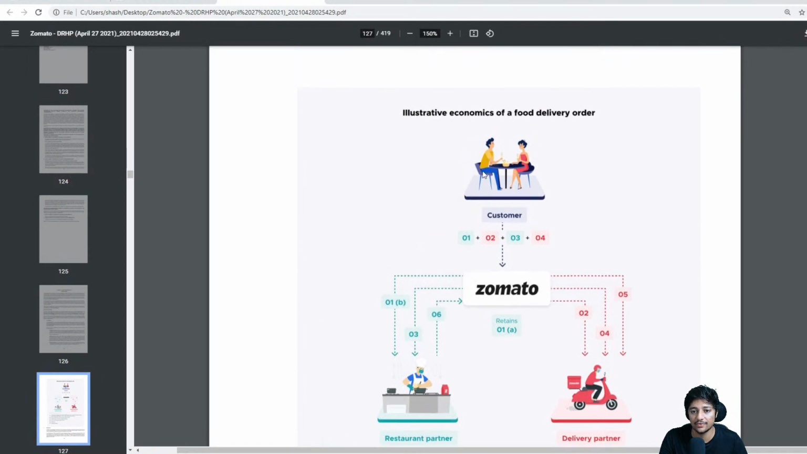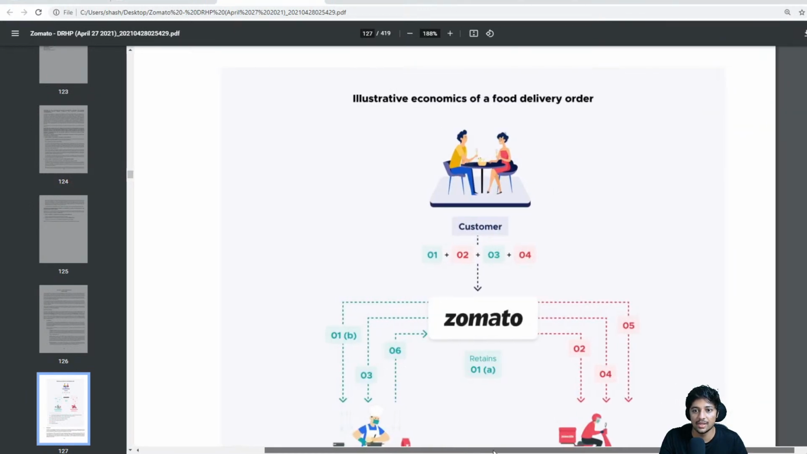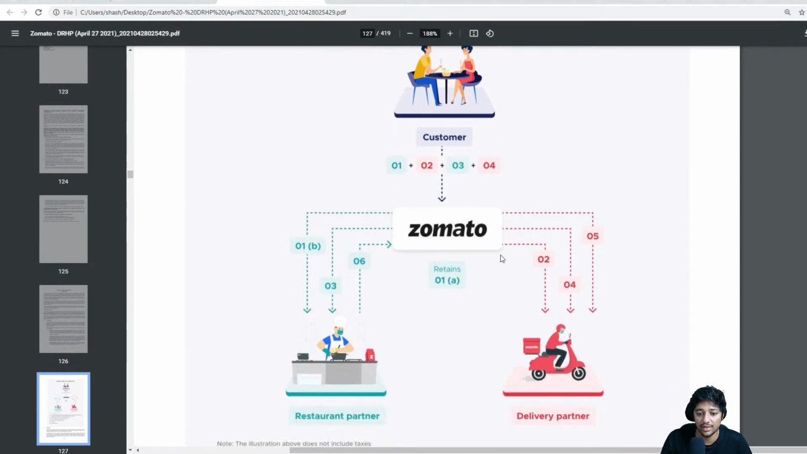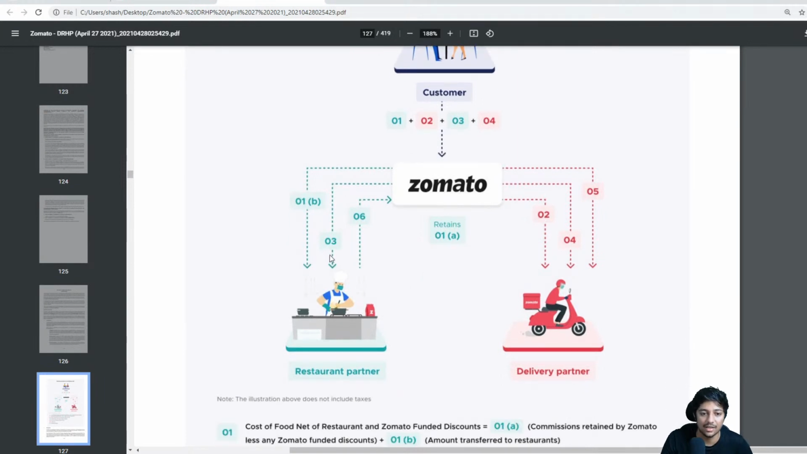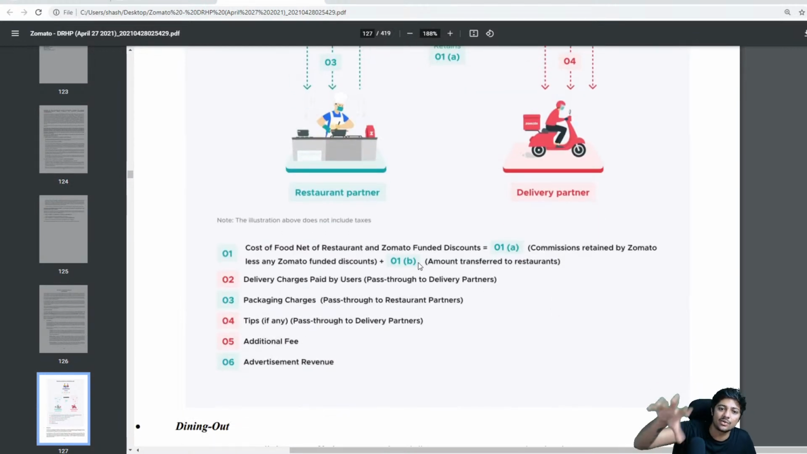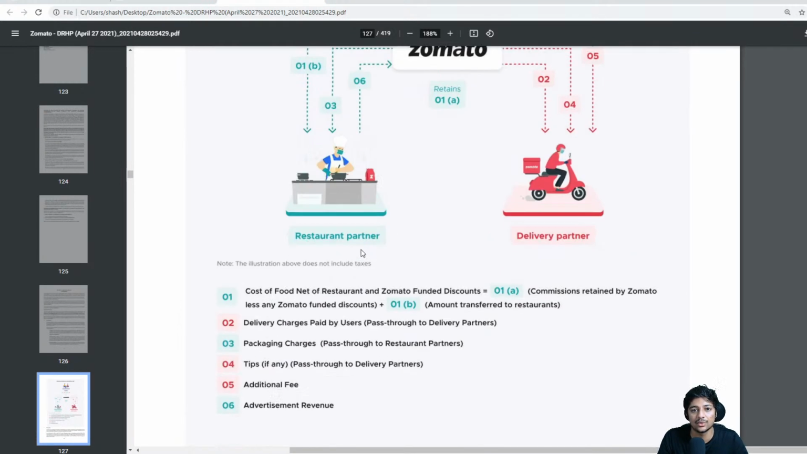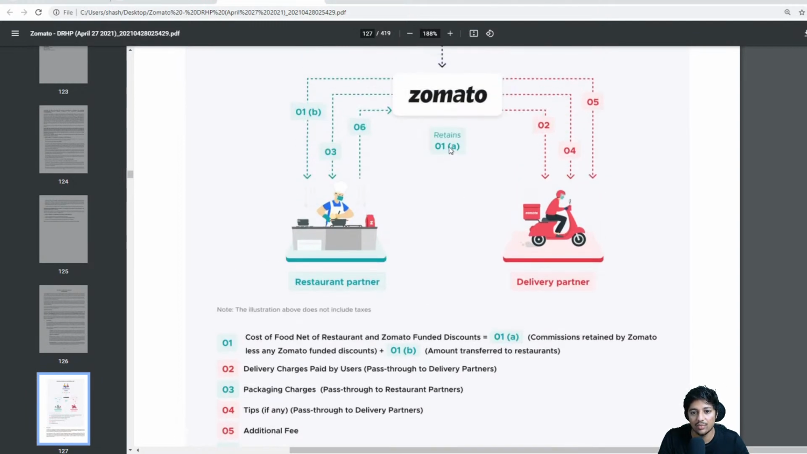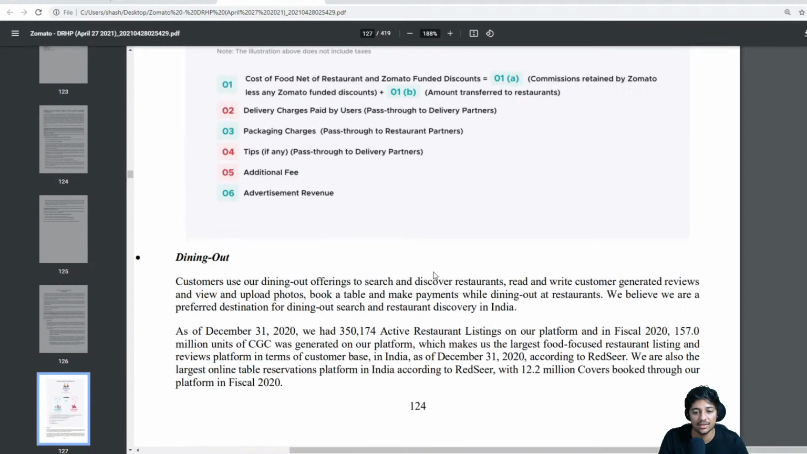So if you look at this, see how the infographic works. Illustrative economics of a food order. Customer Q1, customer 1, 2, 3, 4. Totally 4 people are there. See how the restaurant partner does 136. It goes to Zomato, retains 1A, sends it 245. Delivery partner goes away. This basically talks about how they do the entire process. So what is this 1, 2, 3, 4? Cost of food, net restaurant and Zomato funded discounts. Okay, 1A which Zomato retains is commission retained by Zomato less any Zomato funded discount, and 1B is amount transferred back to the restaurant. So this basically talks about how everything works with each delivery.